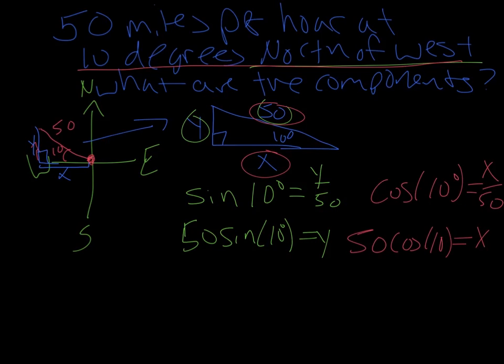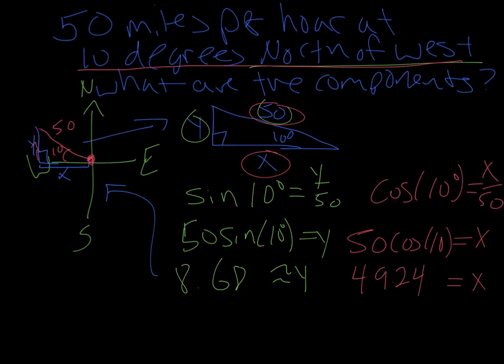So if I go ahead and punch these both into my calculator, I get y is roughly 8.68, and x is roughly 49.24. Now here's where I have to consider the component form. Consider the picture again. If I turn back to the picture, my y is positive, that's fine, it's going up. My x is going to the left, which would make it negative.